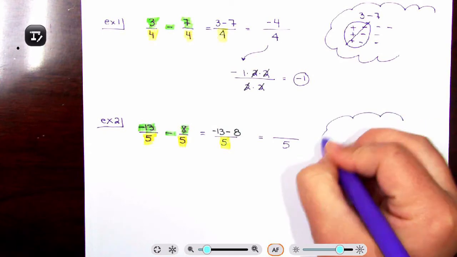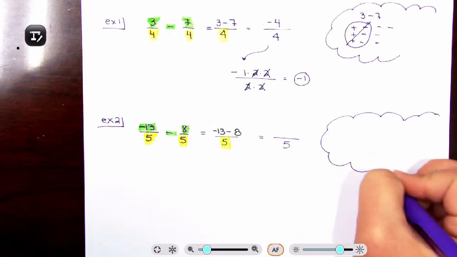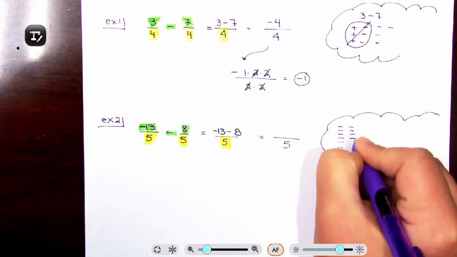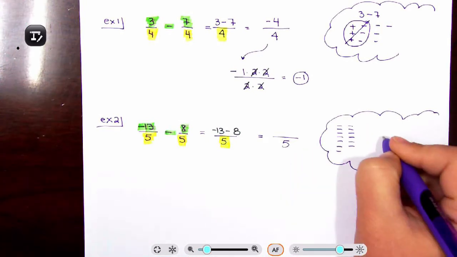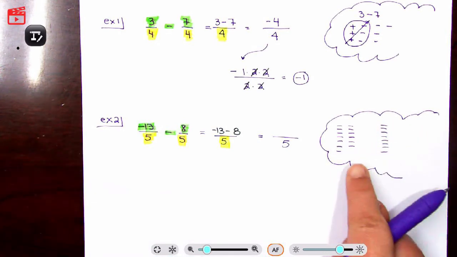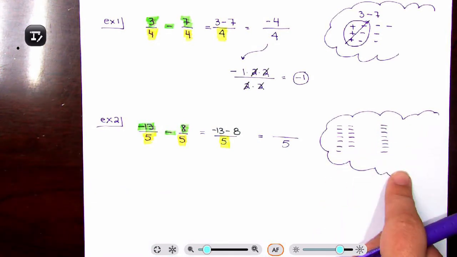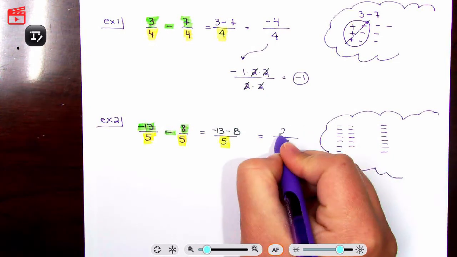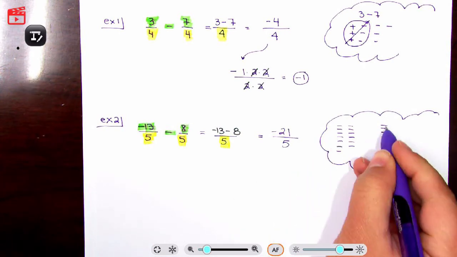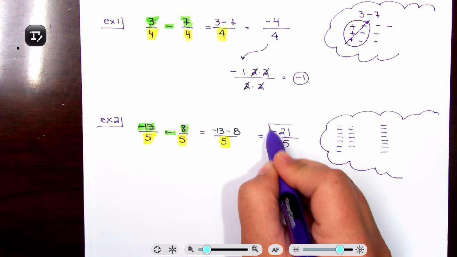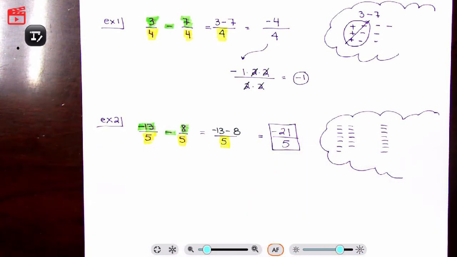Thinking bubble, we have 13 negatives and 8 negatives. So 1, 2, 3, 4, 5, 6, 7, 8, 9, 10, 11, 12, 13 negatives. And you also have 8 negatives. Notice there are no zero pairs. There's no pluses. So that means we are, in fact, adding. And that would be 21 negatives. We cannot simplify this fraction. You can try, but we cannot simplify this fraction.